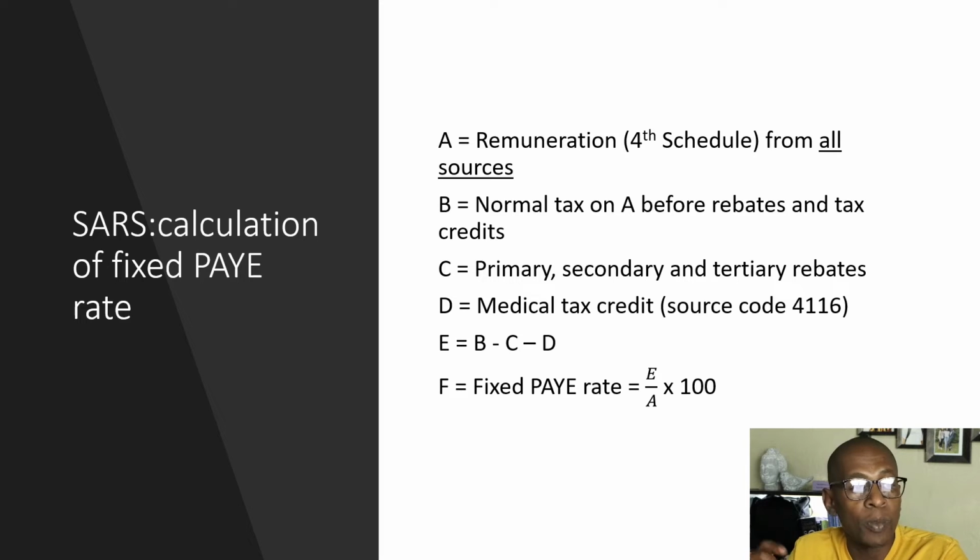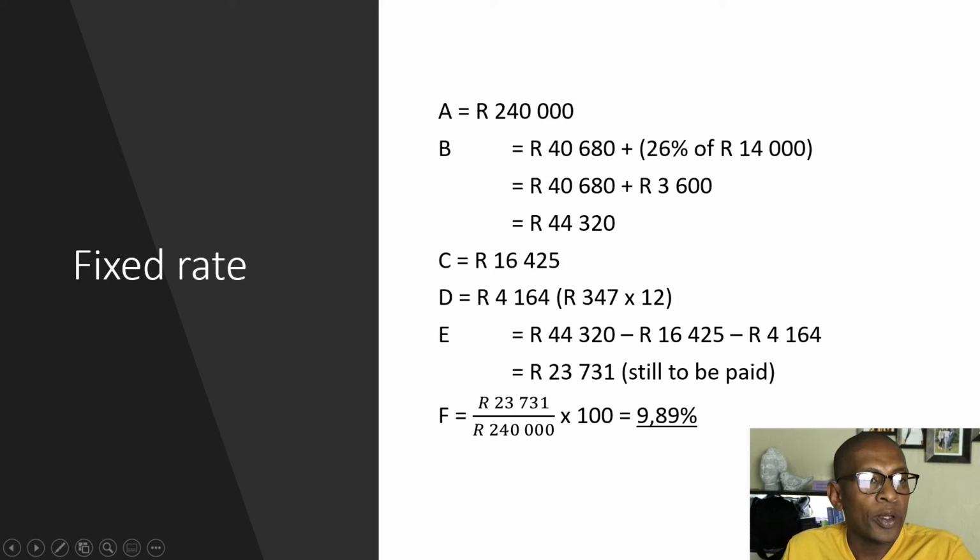divided by the total remuneration. So let's have a look at an example. In order to ultimately work out the fixed rate, A is the total of his income from all sources, 240,000 that we've discussed. And then B, the normal tax on that before rebates and any credits, which we've worked out in terms of the marginal tax rate of 26% to be 44,320.